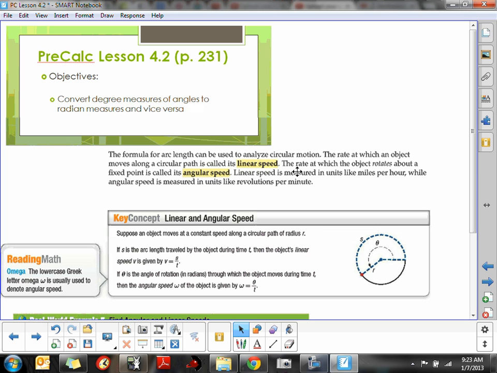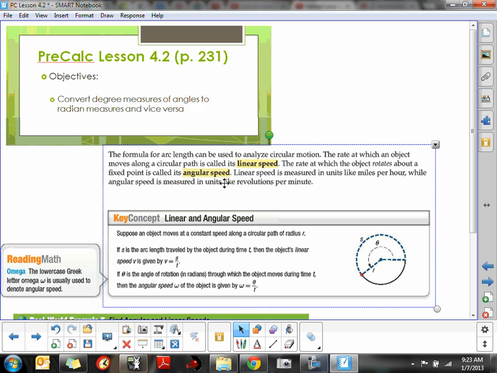The rate at which the object rotates around a fixed point is called its angular speed. So now we're talking about how it rotates, how many rotations per unit of time. This one is how many feet, how many yards, how many inches, how many meters per unit of time. So the distance traveled versus the number of rotations it travels in a certain time. Linear speed is measured in things like miles per hour, while angular velocity is measured in revolutions per minute or second, or whatever time you want to use.